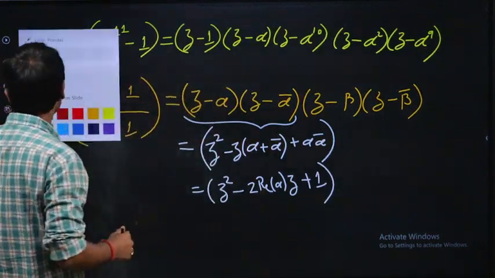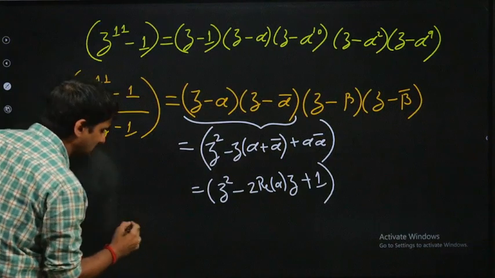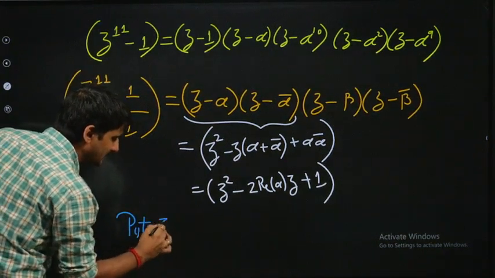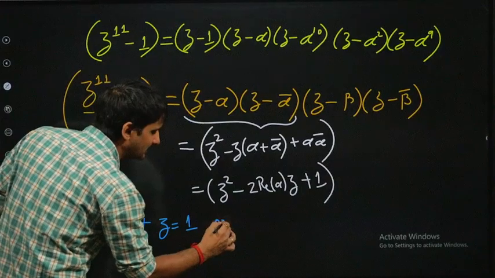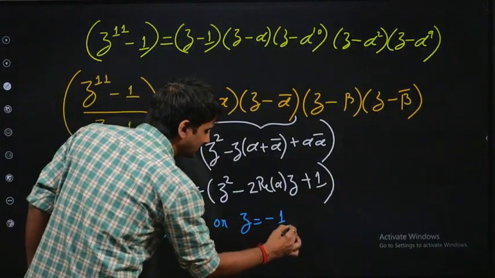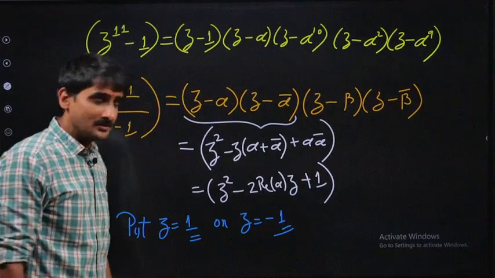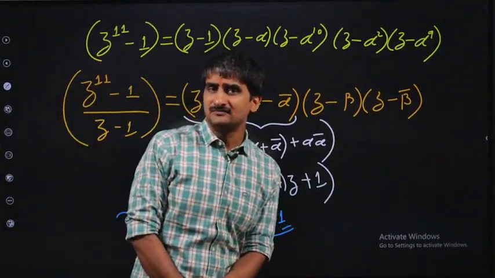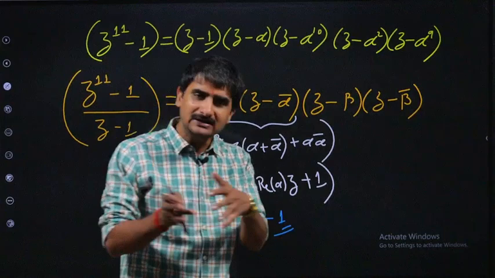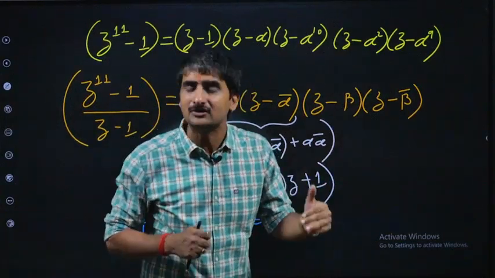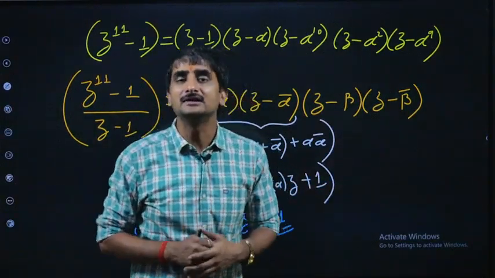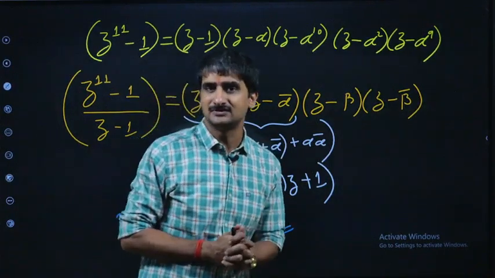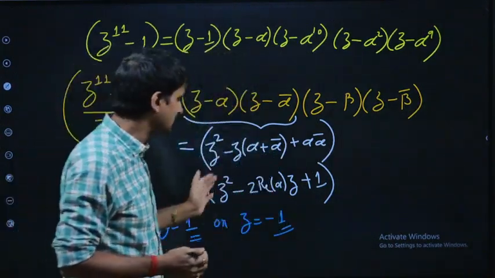Now I will say put z. Actually we have to either put z is equal to 1 or z is equal to minus 1. By substituting z is equal to 1, we will get the product of one type of series, like the sine series, or by putting the other one we will get the other type of series. That we have to decide, and we can decide once we try to put the value.